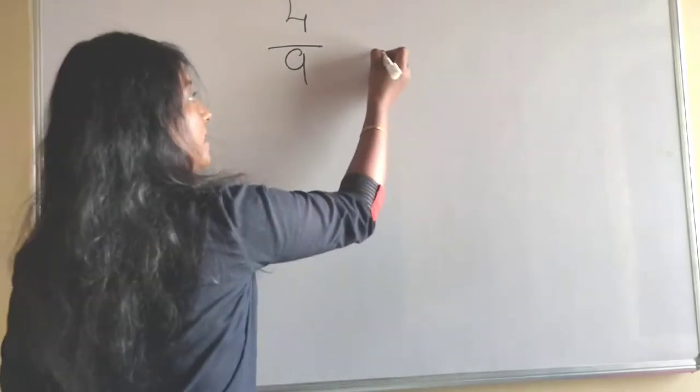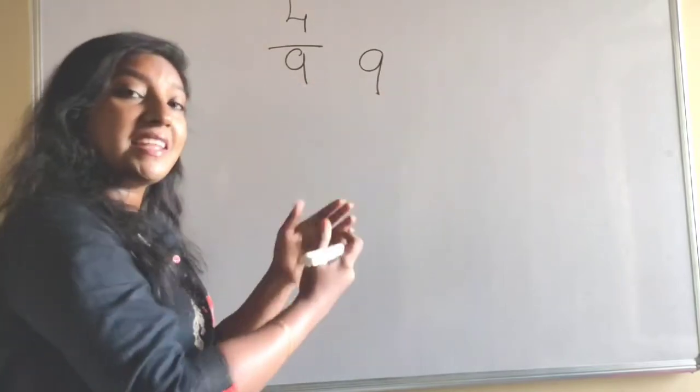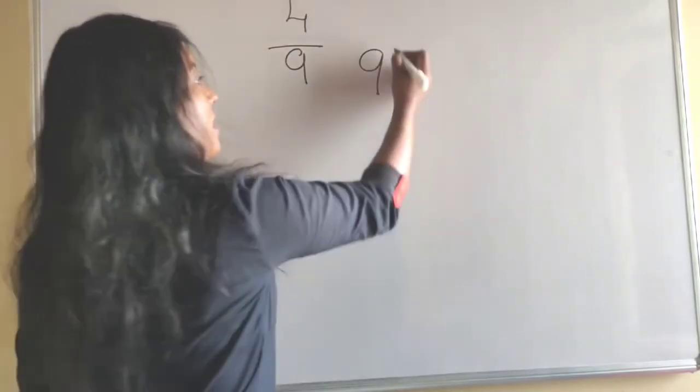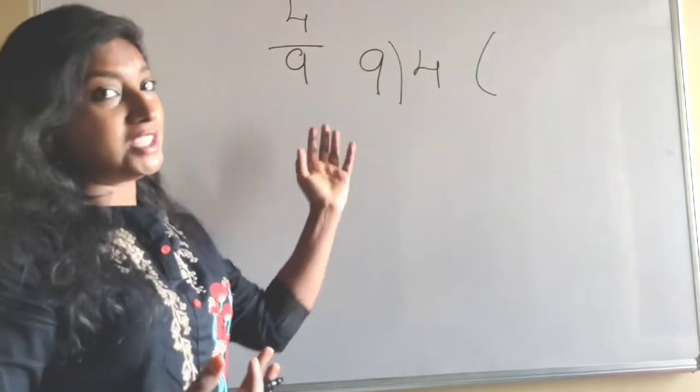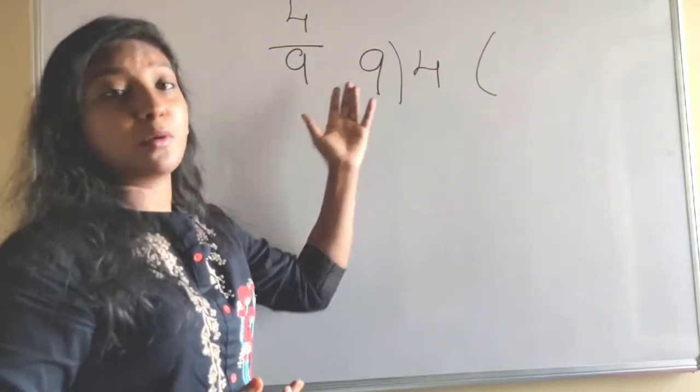Take the denominator and write it here, that means outside. It is the divisor now. Next, write the numerator value. This is the dividend. Now can we divide it? Can we divide the 4 by 9?